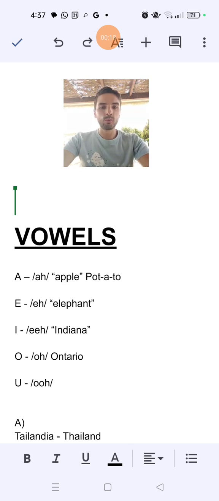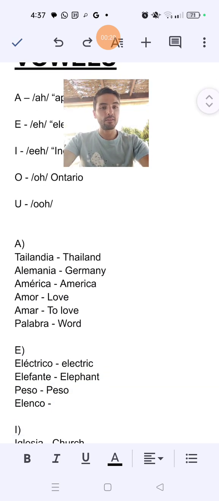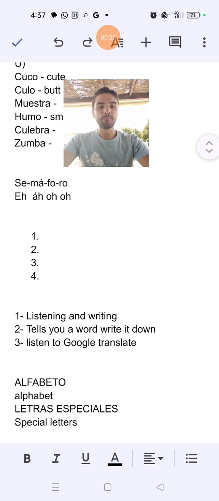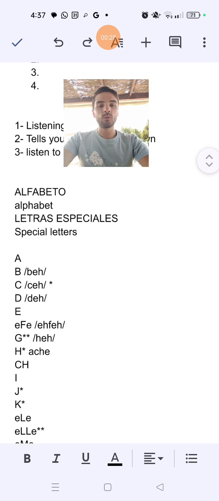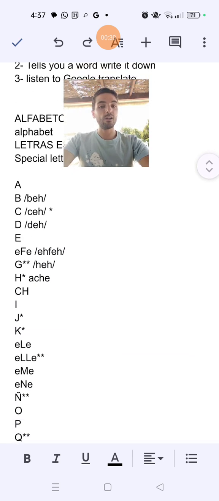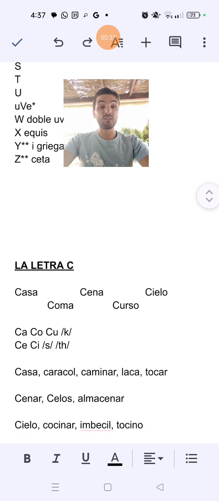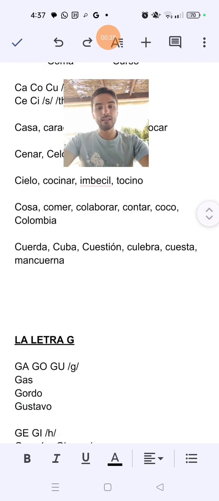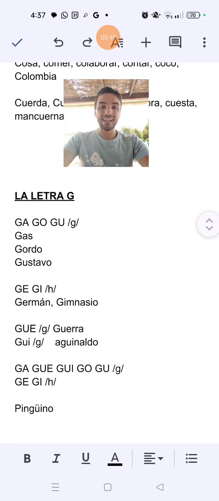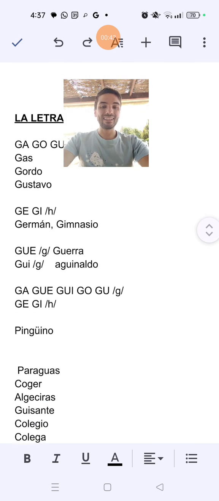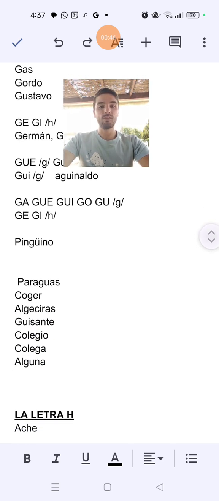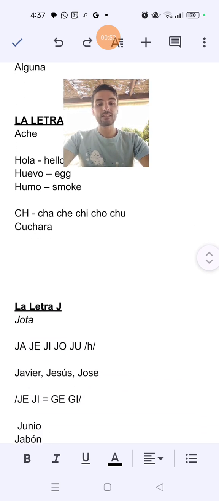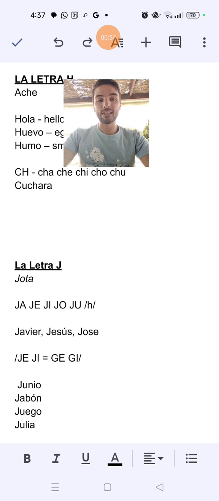In this module we learned about vowels and their sounds, a, e, i, o, u, right? We did some practice with the vowels, then we learned about the alphabet and the special letters. The C, K, Q, the letter G, la letra G, ga, go, gu, and ge, gi, with the U in between. We learned about la letra H, which is silent.